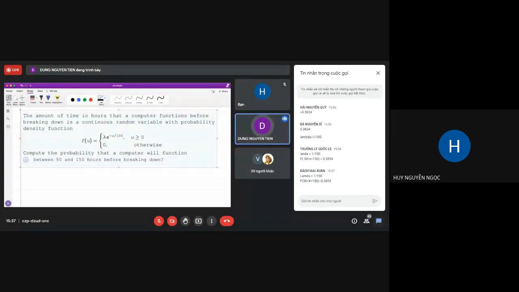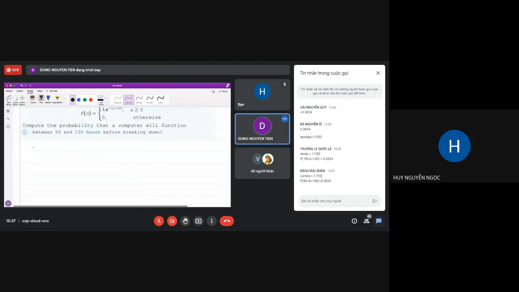Well, first of all, you have to determine the value of lambda. You can see that 1 equals the integral from minus infinity to infinity of f(u) du. And you get the integral from 0 to infinity of lambda times the exponential of minus u over 100 du. And you get lambda times 100. So lambda is 1 over 100.